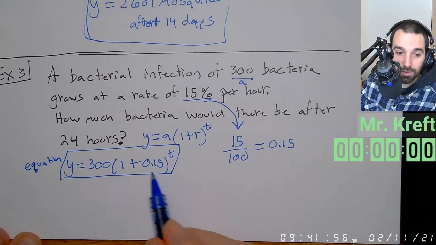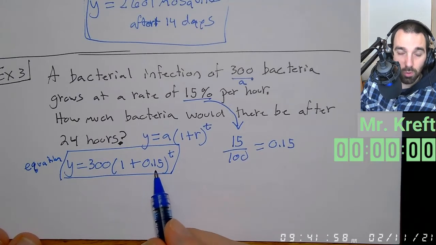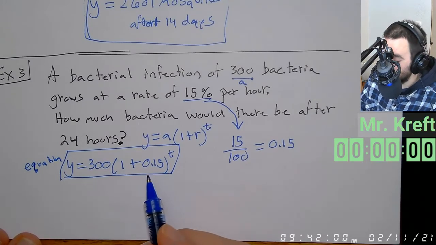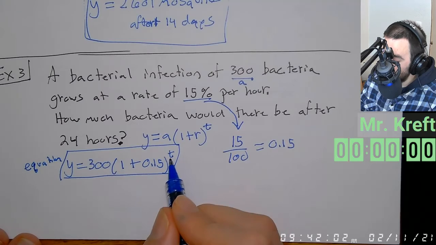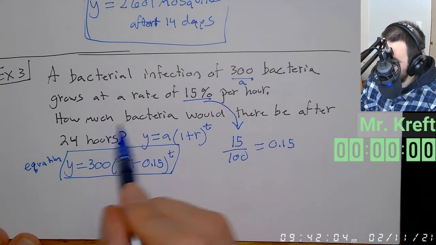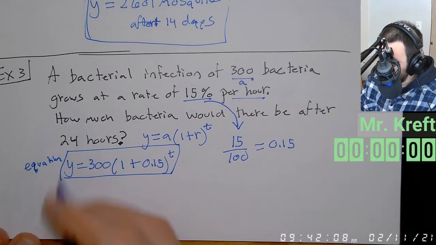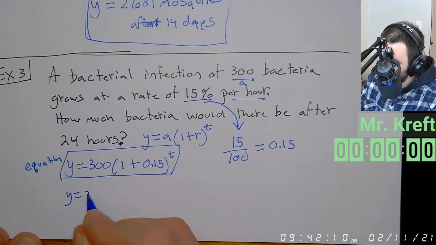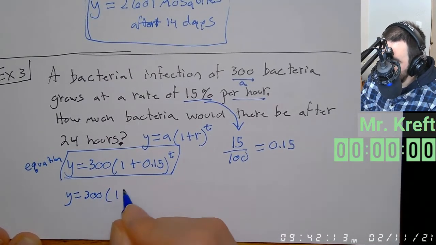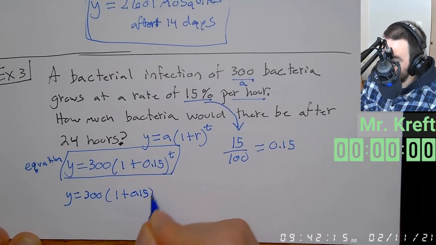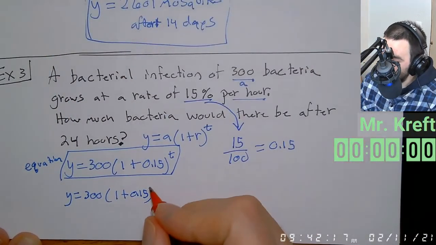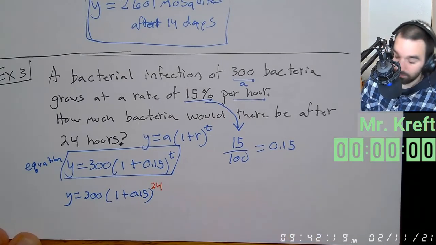Now be really careful right here. This is a place a lot of people can make mistakes, with writing this as a decimal. So then next we've got to say t. Okay, t is in hours, and so it's 24 hours. So when I go to do this, I'm going to go y equals 300 and then 1 plus 0.15 to the, and I'm going to put 24.